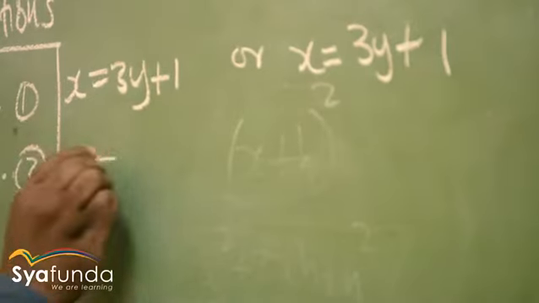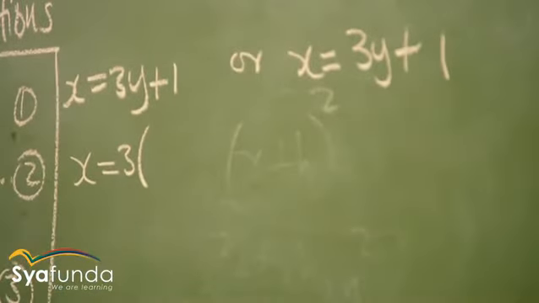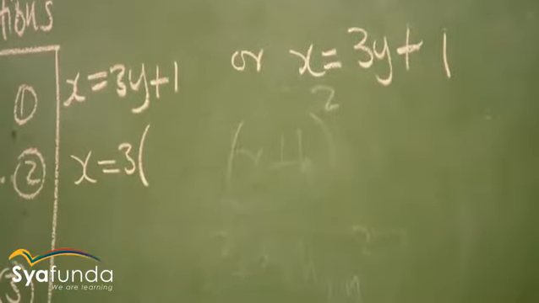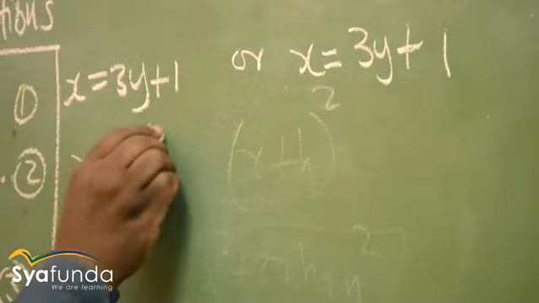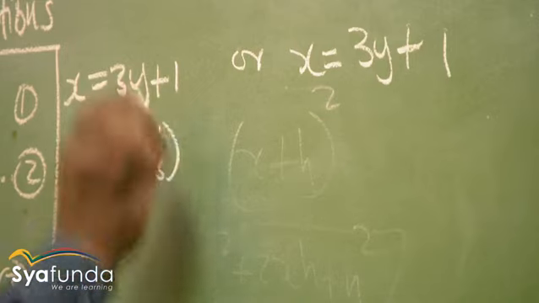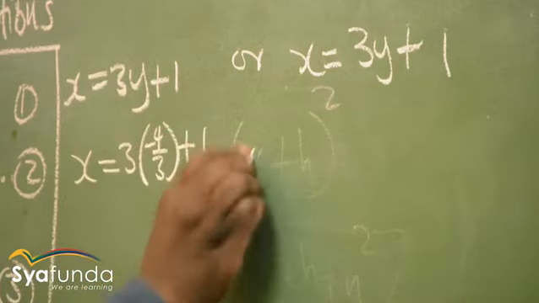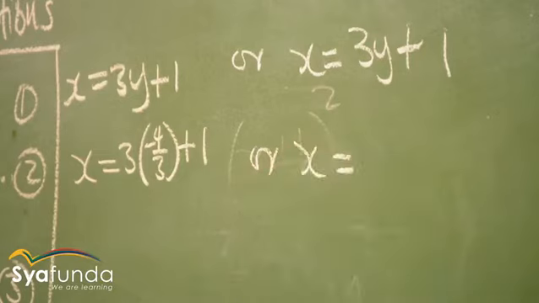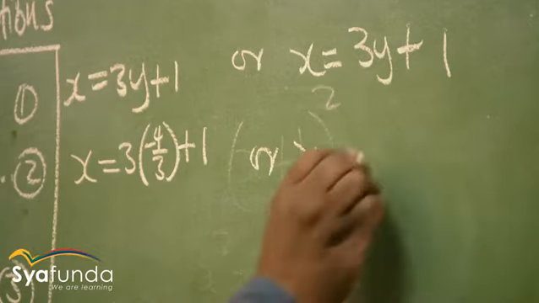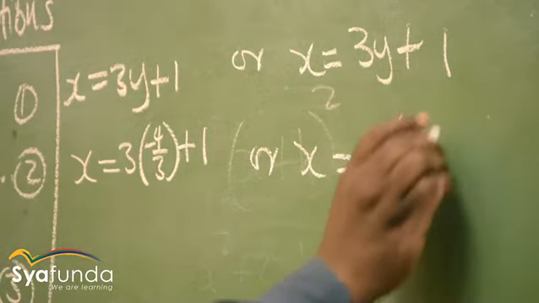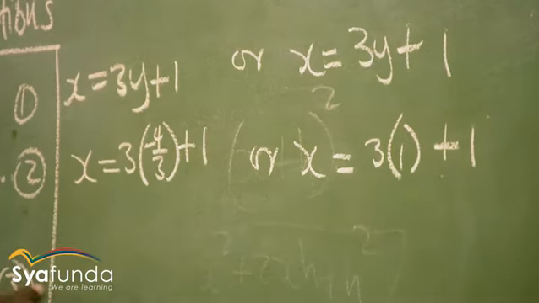x is equal to 3. What is the value of y? The first y that we got was minus 4 over 3. Instead of y, we push in that value, minus 4 over 3. Then you continue there, plus 1. We've just used the first value of y. Now let me use the second y. What do I substitute there? 1, because y is equal to 1. That's what we're doing. 3 into 1, then plus 1. I work it out.